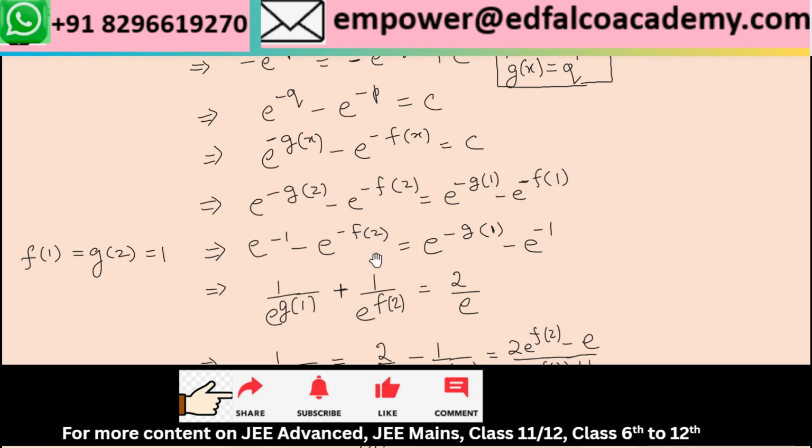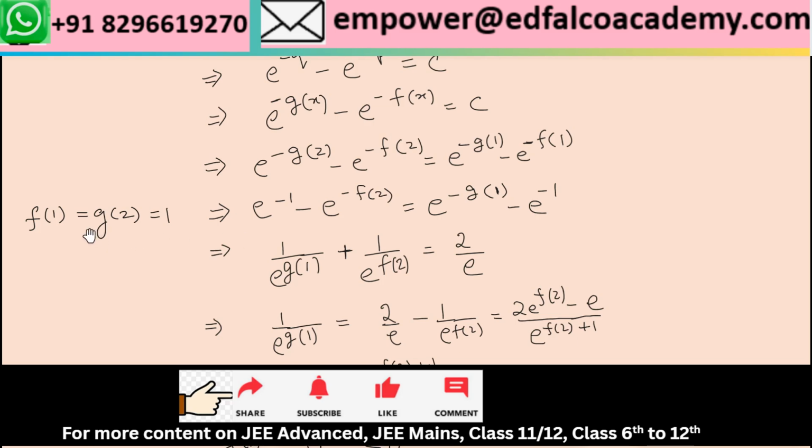Now we will do a little bit of substitution, because we know that certain values are known to us. Like we know f of 1, which is given as 1, we know g of 2, which is given as 1, so it will become e to the power minus 1 minus e to the power minus f of 2, we don't know f of 2 as of now, is equal to e to the power minus g of 1, that also we don't know, minus e to the power minus 1, because f of 1 is given as 1.